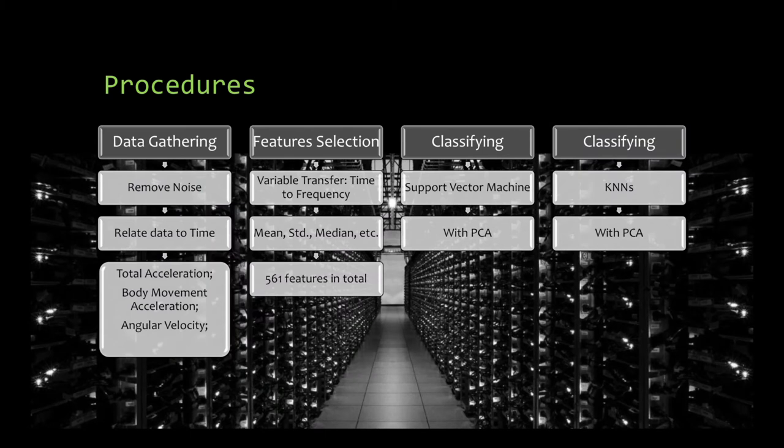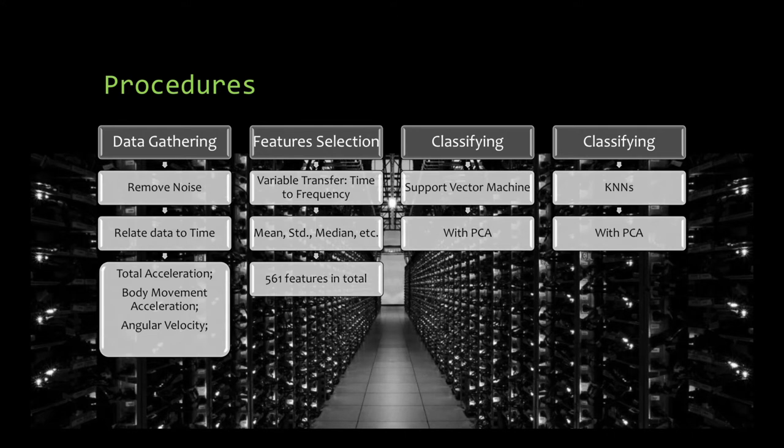So we do our project in several procedures. The first step is to collect data. We collect our data from a famous machine learning database called the UCI Machine Learning Repository. Then we applied several filters to remove noise from the original data. Then we relate our data to time in order to make time series predictions. Since the original data only consists of two components, the total accelerations of the users and the angular velocities of the users' activities, we separate the total accelerations to get the users' body accelerations.